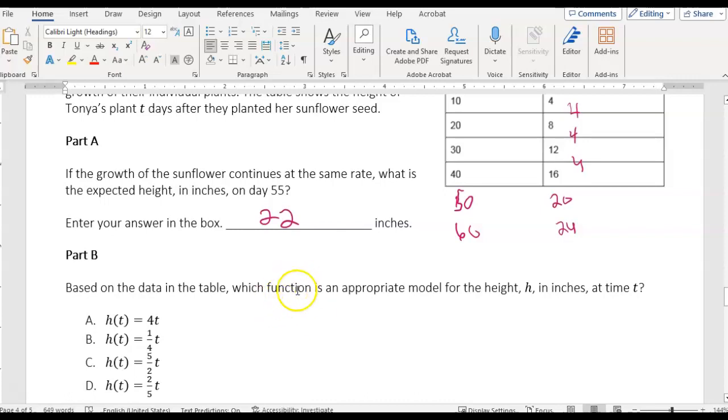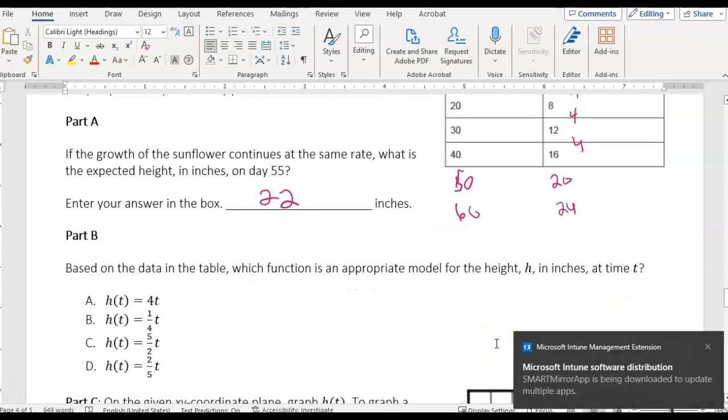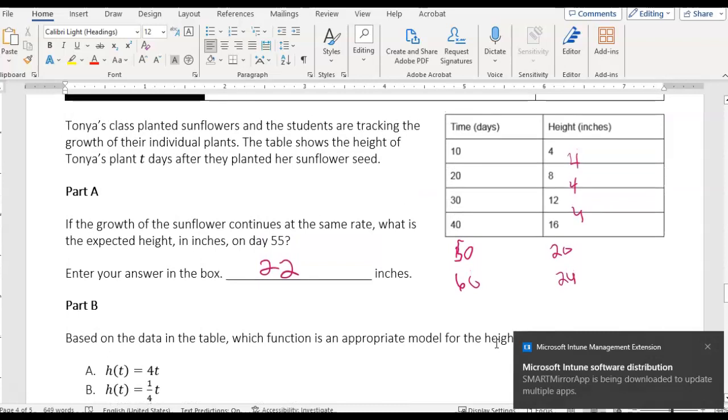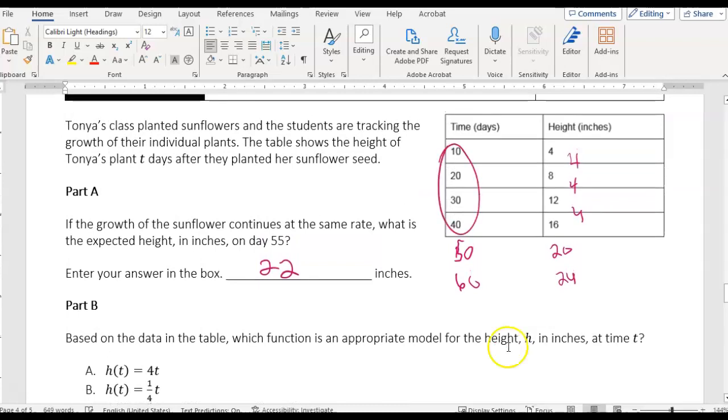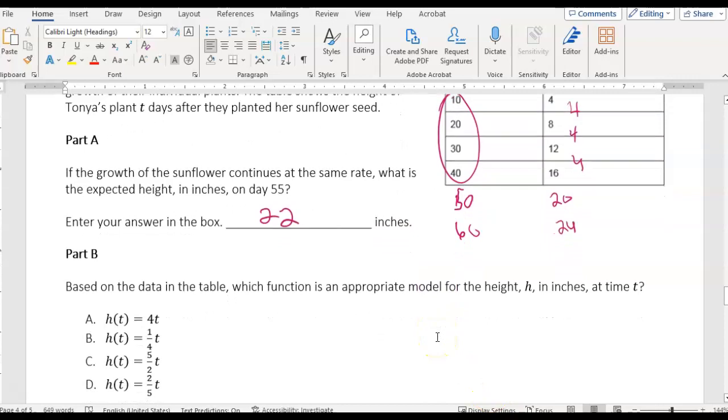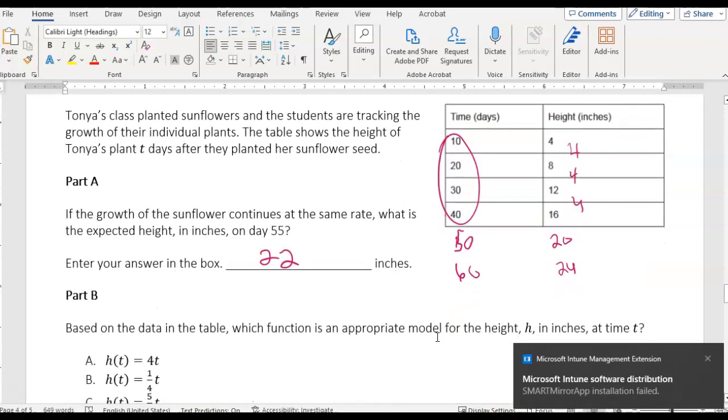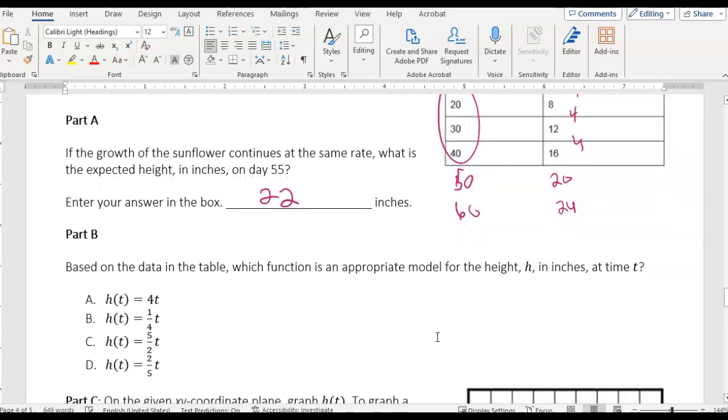Based on the data in the table, which function is an appropriate model for the height, h in inches, at time t? Okay, so here the thing is, if time t is every day, but we're measuring in this table every 10 days, then it's going to be looking at 4 inches every 10 days, right? So 4 inches every 10 days is going to leave us with a fractional amount. And so 4 inches every 10 days is going to be 2/5 times the number of days. So this would be D.